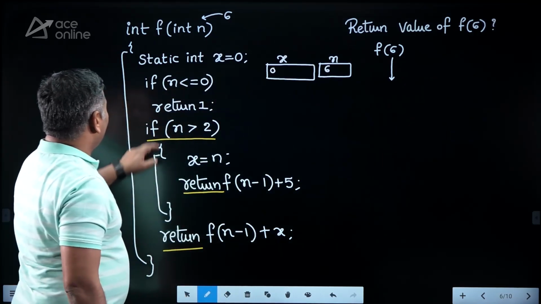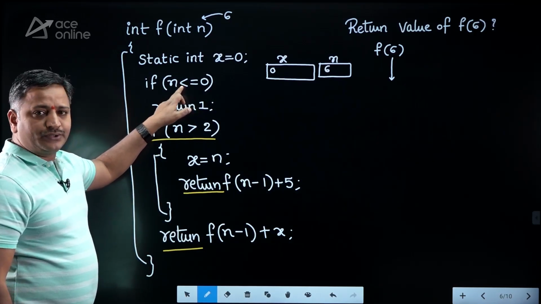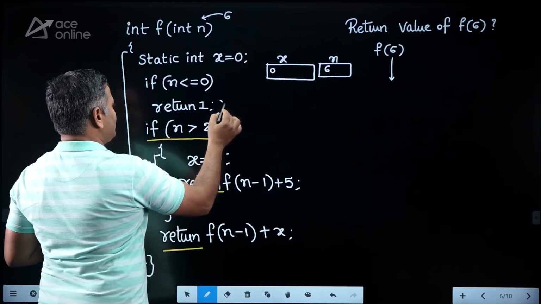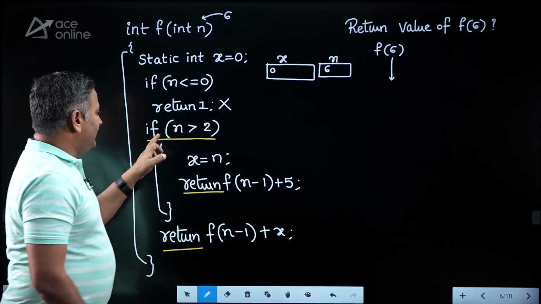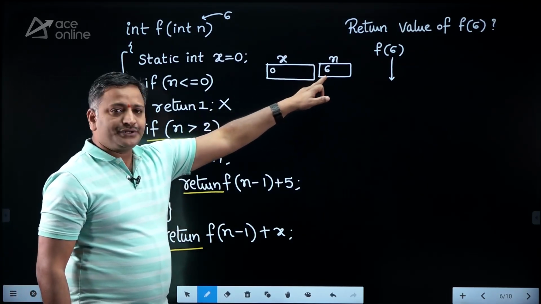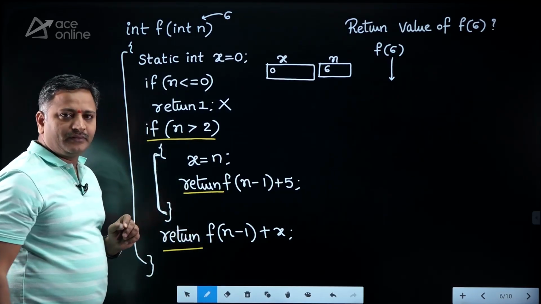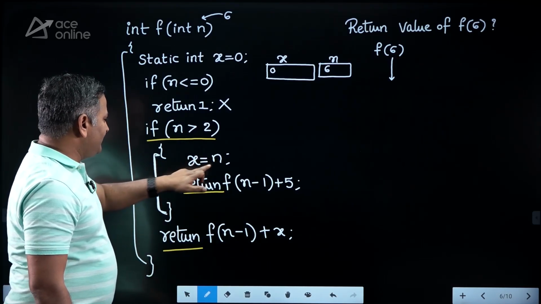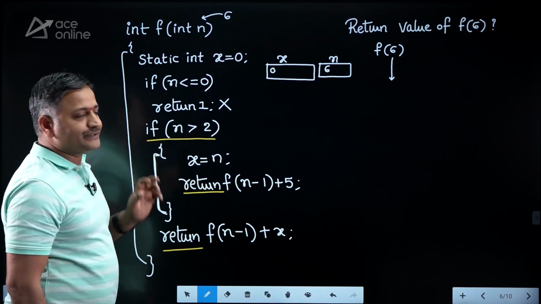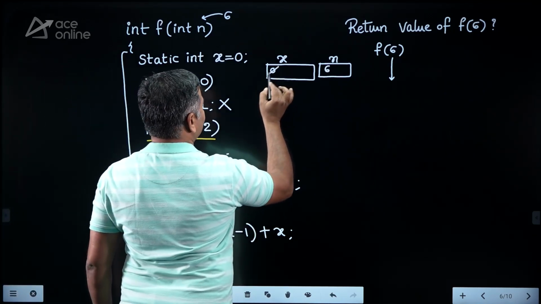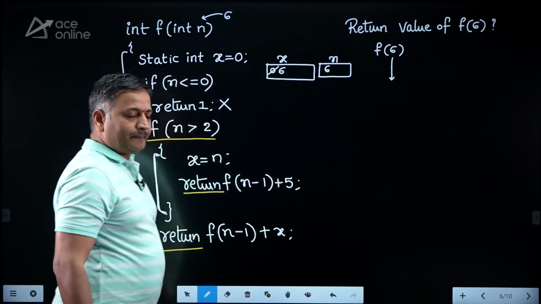After checking the condition n less than or equal to 0, the condition fails. Therefore, we can skip this line. n greater than 2, yes, 6 greater than 2, the condition is true. Therefore, we have to execute this complete block. So x is equal to n means the content of n is copied into x. The content of n, equal to 6, is copied into x.